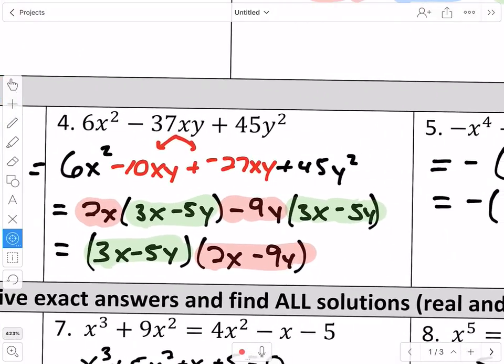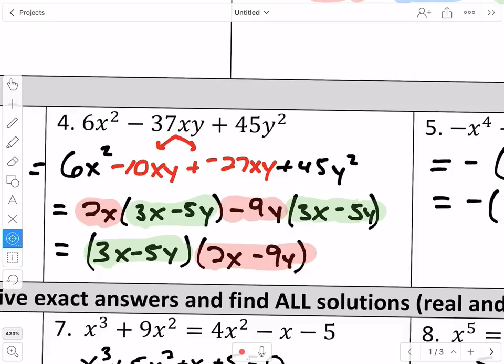This next one is a trinomial, 3 terms. First thing you're supposed to do is factor out the GCF. If the GCF is 1, like it is in this case, then you don't do it. Since there are 3 terms, I want to make it so there are 4 terms, so I can factor by grouping. So to split the middle term, minus 37xy, into a minus 10xy plus a negative 27xy, I multiply the first term times the last term.